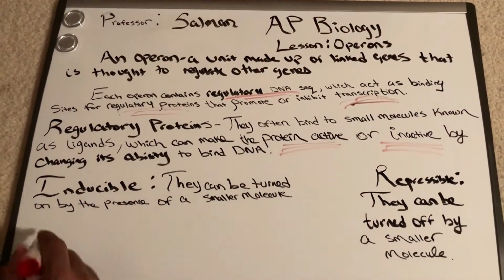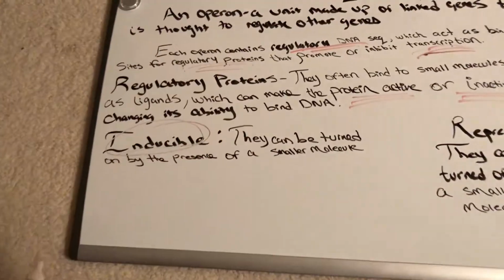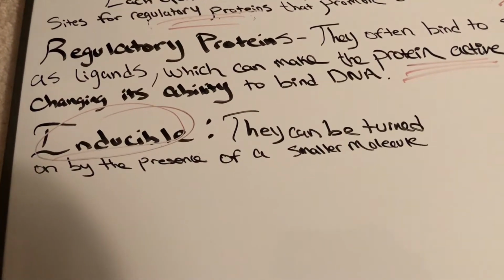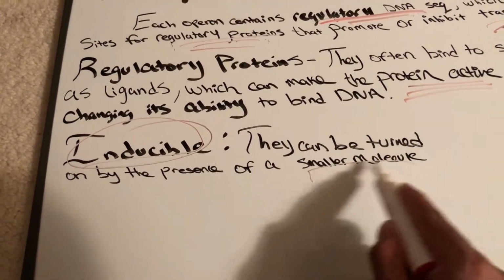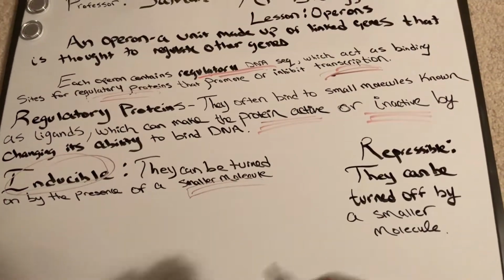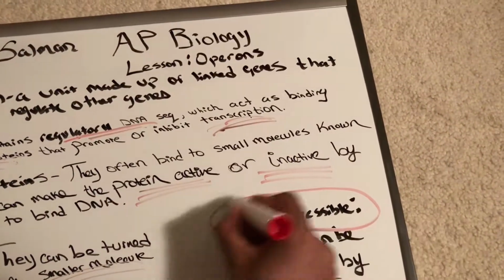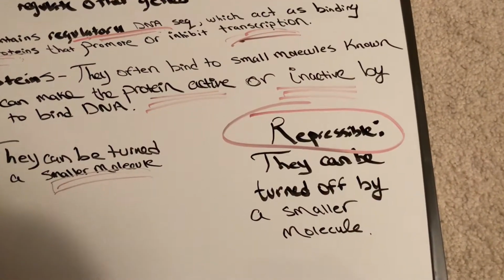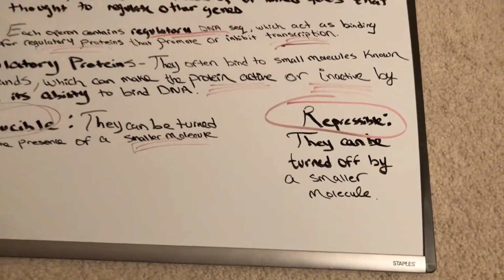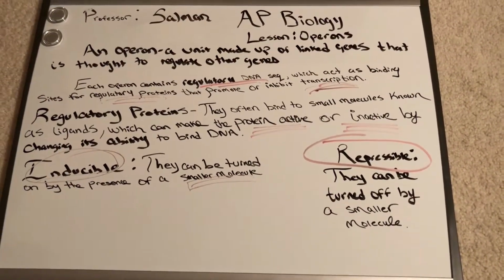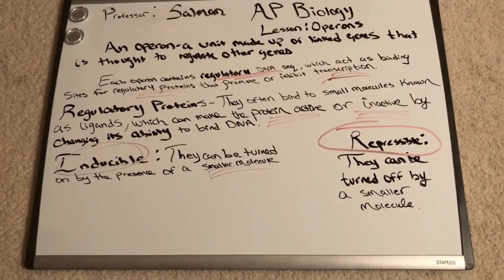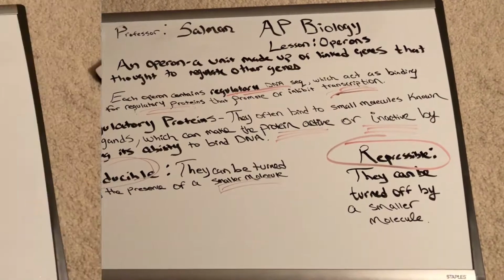One type of operon is known as inducible operon. An inducible operon can be turned on by the presence of a smaller molecule, like a ligand, for instance. And you can have operons that are repressible, and these repressible operons can be turned off by smaller molecules. Thinking about it in more of an English perspective, repressible means kind of like turning off, and induce means turning on or starting up.